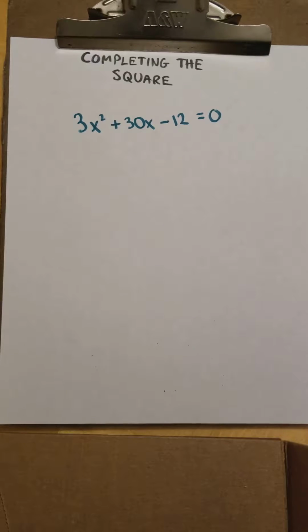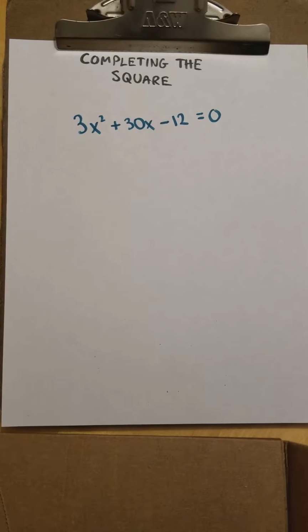We are going to solve this quadratic equation by completing the square. The first thing we need to do is get our a equal to 1. By dividing by 3, we now have x squared plus 10x minus 4 equals 0. Next, we want to throw the constant to the other side.